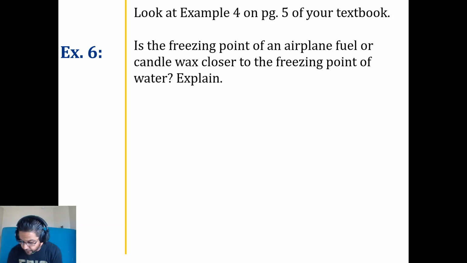All right. Example 4, we've got a plane. I've got some data there. It says the substance, butter, airplane fuel. So not really a plane, but airplane fuel, honey, mercury, candle wax. And then I've got my freezing point given to us. I've got some positive values and some negative values. And this is in degrees Celsius. So it says, example 6, is the freezing point of an airplane fuel or candle wax closer to the freezing point of water? What? So let's see.